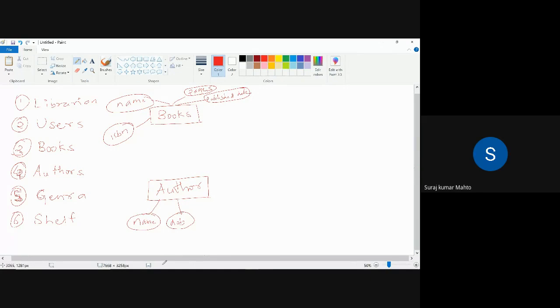Author publishes a book. Can I say that? Or easier, writes a book? Author writes a book, correct? Yes, sir, that is a relation. Author and book. So this is the relation.